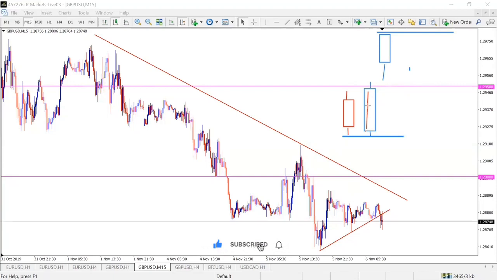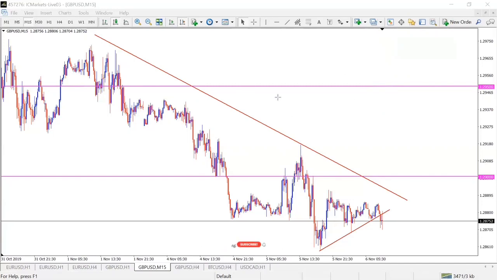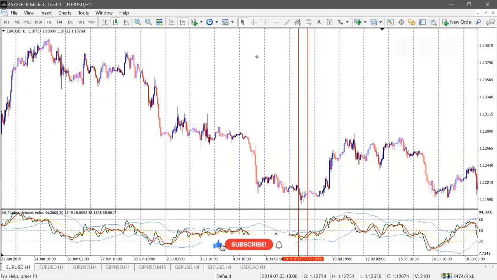So with that said, that's how you trade all the candlestick patterns. Now let me give you an example of what I've been saying. I spotted an example of a dragonfly doji on the chart. Now here's a very good example.